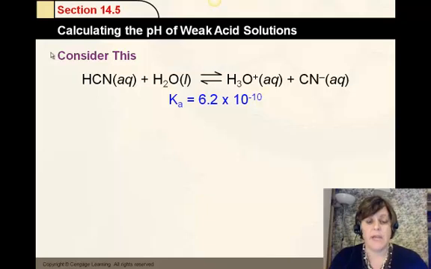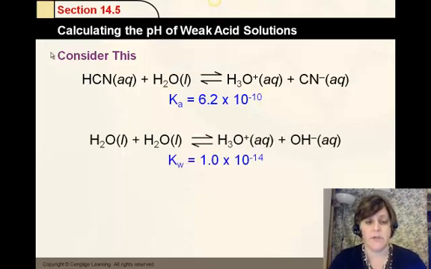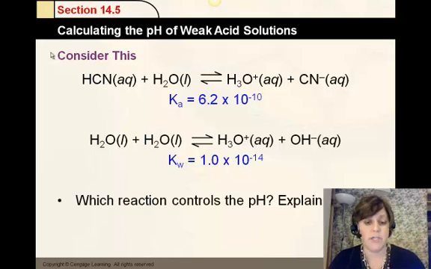You then have to look at the Ka values of these two. Now, the Ka value for HCN, as you can see, is 6.2 times 10 to the negative 10. Not a very big number, but the other choice is water. You can see that the Kw for water is 1 times 10 to the negative 14. And you notice that HCN's Ka value is still bigger than that for water. So, which reaction controls the pH? Obviously, that which is in the HCN.